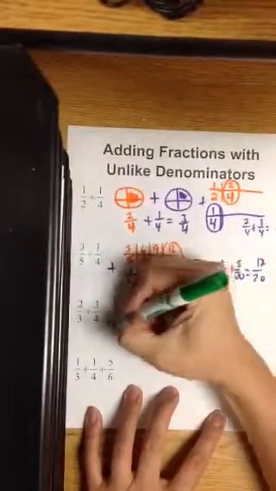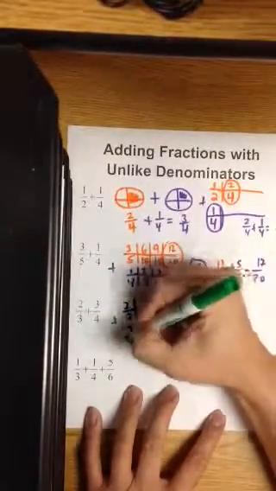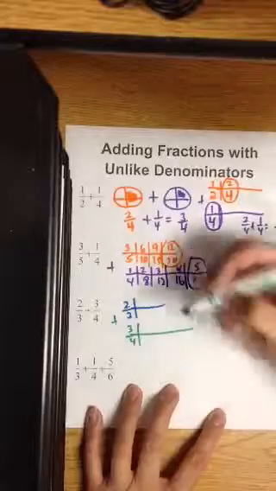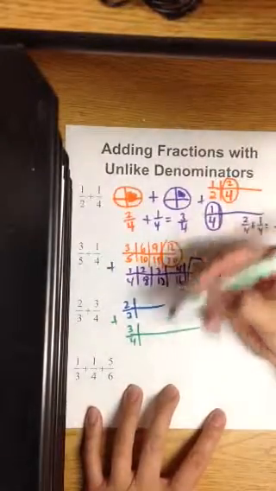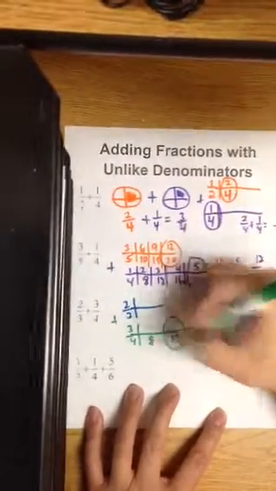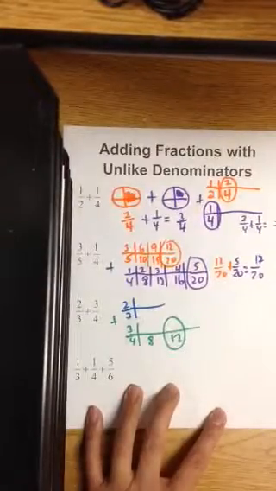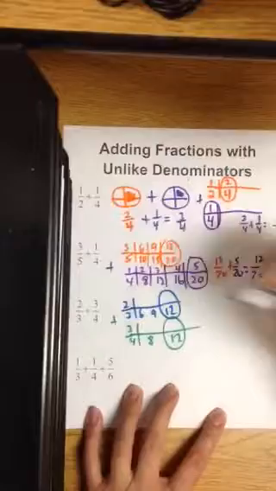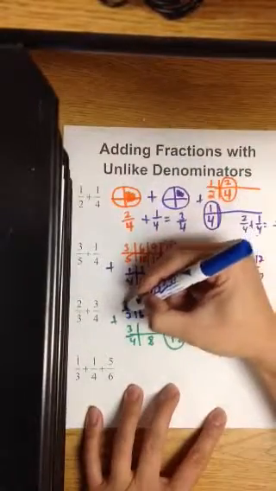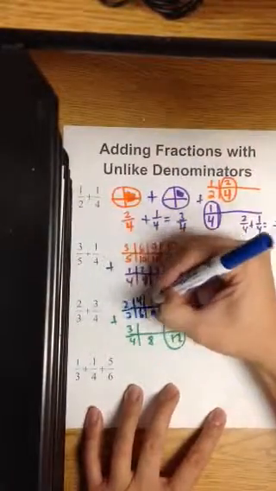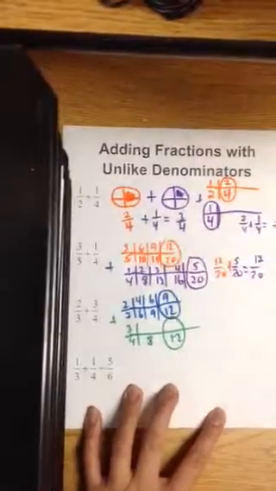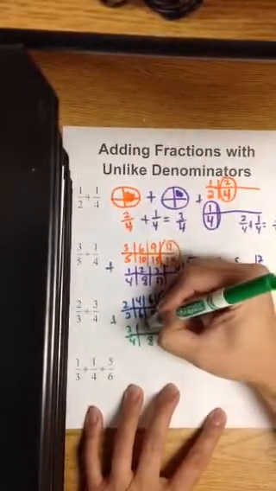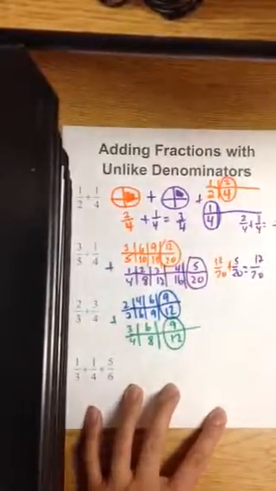Next example, 2/3 plus 3/4. So what does 3 and 4 share in common? 12. 4, 8, 12. Circle it, showing that they have a common denominator, 12. 3, 6, 9, 12. So we just created a ratio table. What's another name for 2/3? 4/6, 6/9, 8/12. 3/4 is the same as 6/8, 9/12.